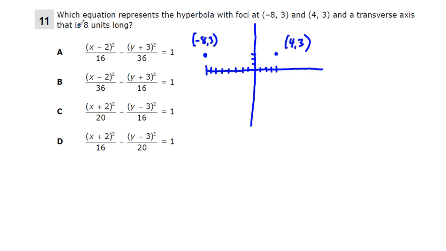And it says a transverse axis that is 8 units long. So to find how long between foci, if we take 4 minus negative 8, we're going to get 12. And so we are 12 apart here, and we need to put 8 aside. Well, to get 8, we need to take off 2 here, take off 2 here. So our vertices are going to be right here. Let me just write out here, we're going to have negative 6 comma 3, and here we're going to have 2 comma 3. Okay, so that's what that one looks like.